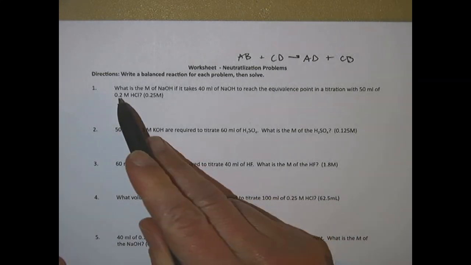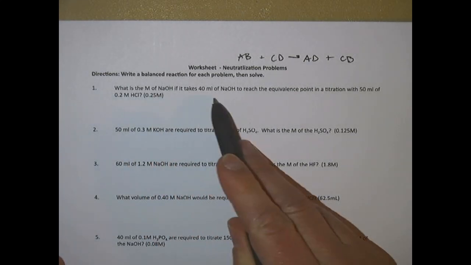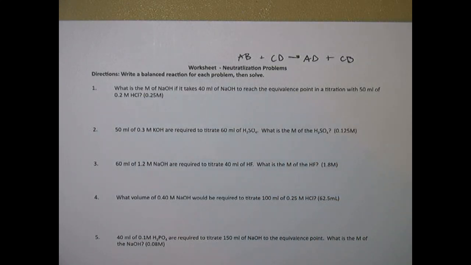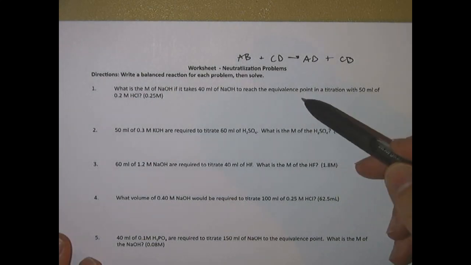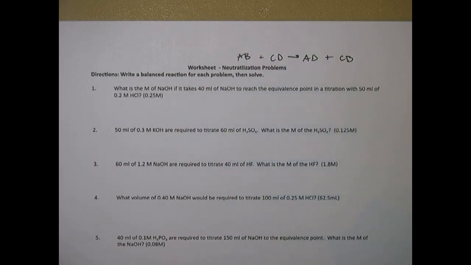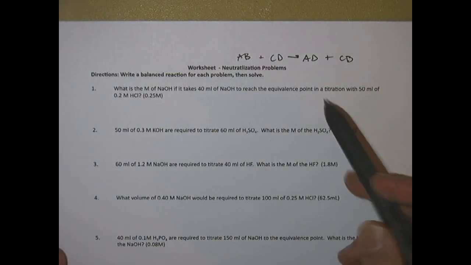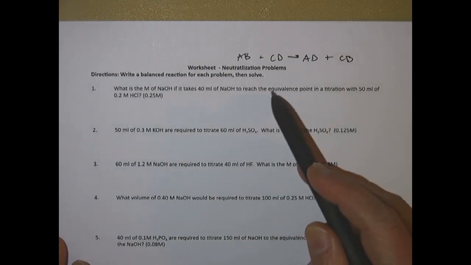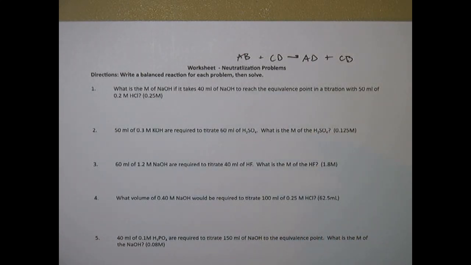Here we go. It says, what is the molarity of sodium hydroxide if it takes 40 milliliters of sodium hydroxide to reach the equivalence point? That's just the exact moment when the acid and the base cancel each other out. It's just a word that means when the acid equals the base. And then it also says titration. Titration is just a controlled neutralization. So you can kind of just ignore those words. That's the process by which we do this.